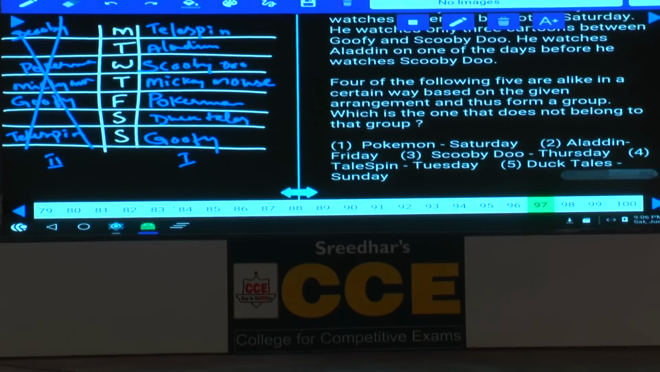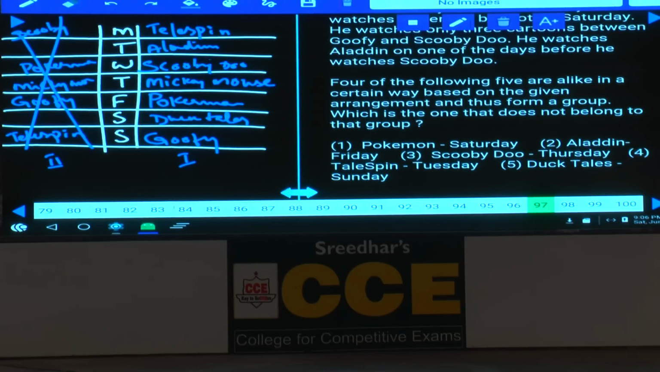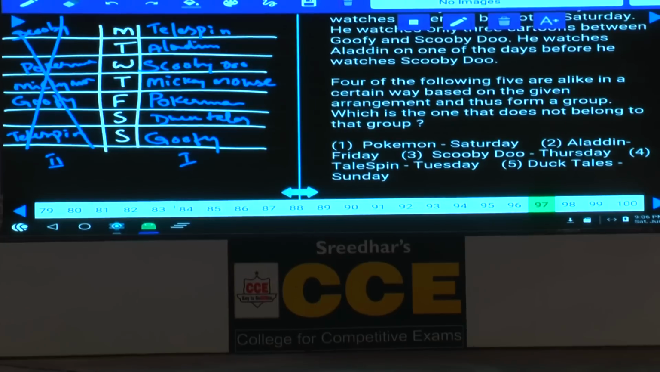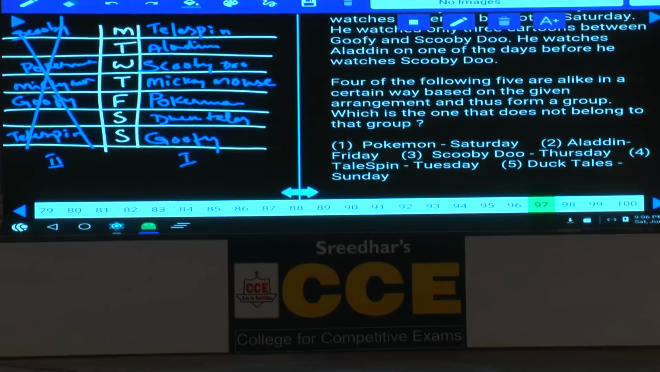Then question number 97, 4 out of the following are alike in a certain way, and thus form a group. Find the one which does not belong to that group. Pokemon and Saturday, Pokemon is immediately before Saturday. Aladdin and Friday, in between these two there are 2. And Scooby-Doo and Thursday, Scooby-Doo immediately before Thursday. Hence, what is your answer here? Choice 2, Aladdin.